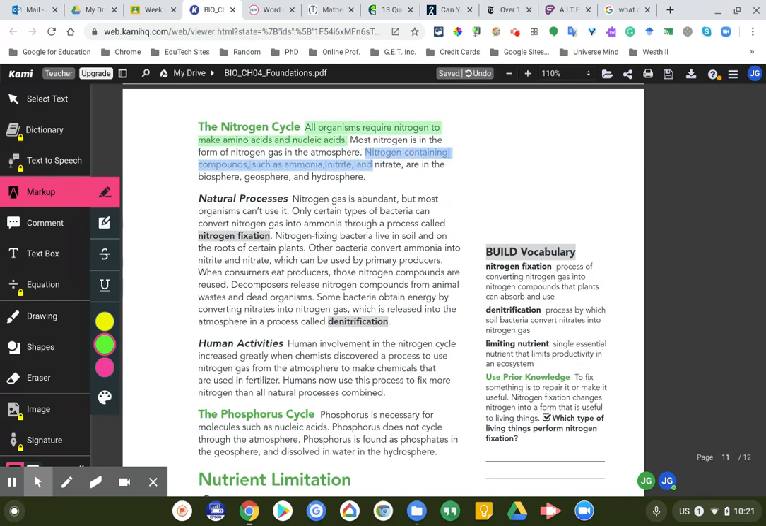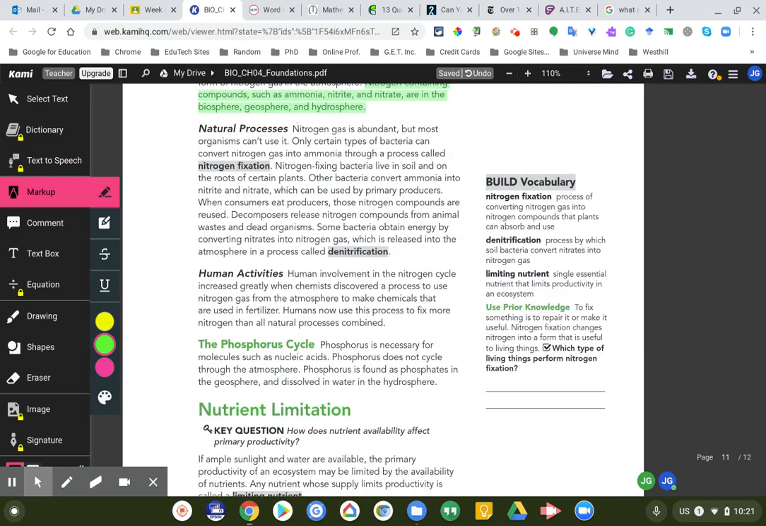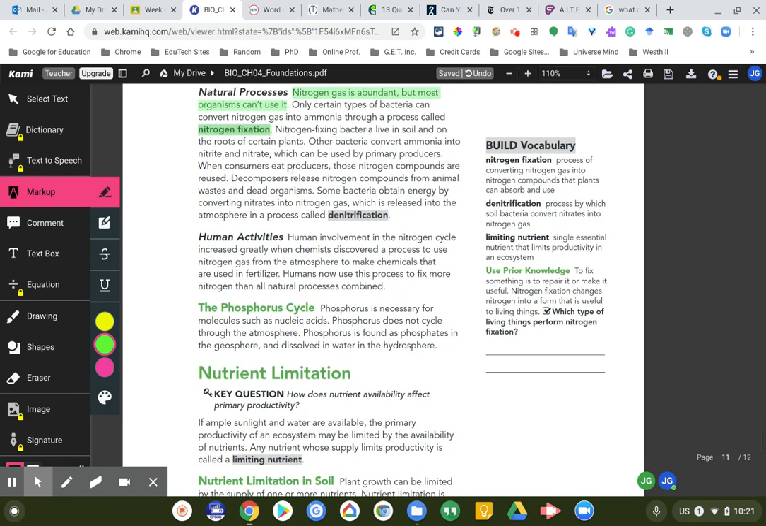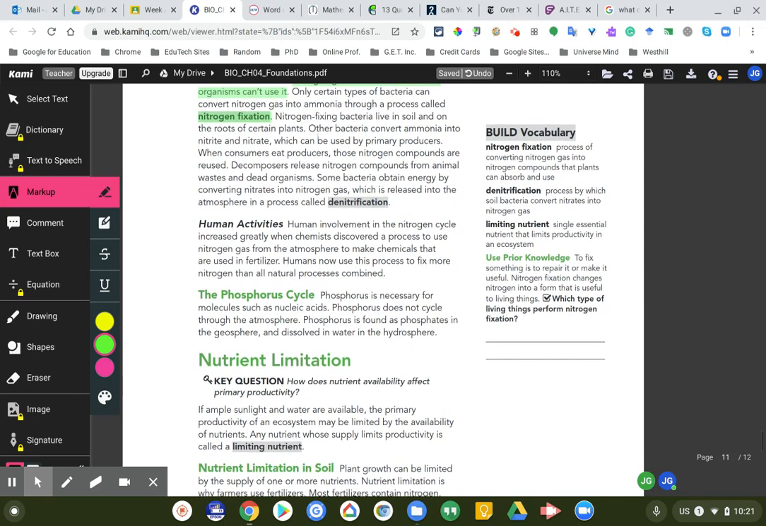Nitrogen-containing compounds such as ammonia, nitrate are in the biosphere, geosphere, and hydrosphere. Nitrogen gas is abundant, but most organisms can't use it. I found that fascinating too. Only certain types of bacteria can convert nitrogen gas into ammonia through a process called nitrogen fixation. Okay, we're going to come back to that. Nitrogen-fixing bacteria live in soil and so on.